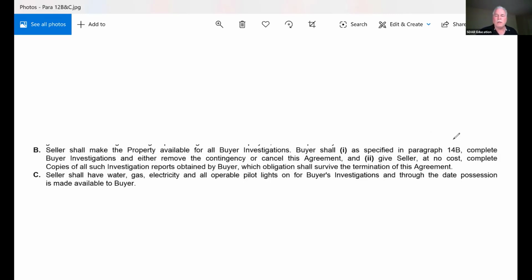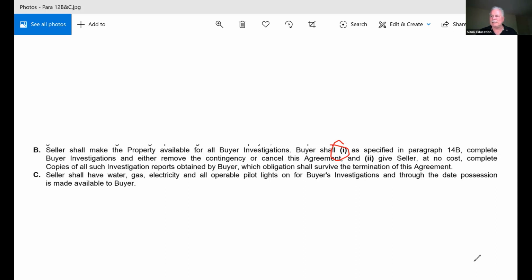Buyer shall, one, as specified in paragraph 14B again, remember buyer time periods, complete buyer's investigations and either remove the contingency or cancel this agreement. Okay, and two, so let me stop on that. So I had somebody arguing with me, it was a transaction coordinator arguing with me that they didn't have to do the request for repairs until the 17th day.